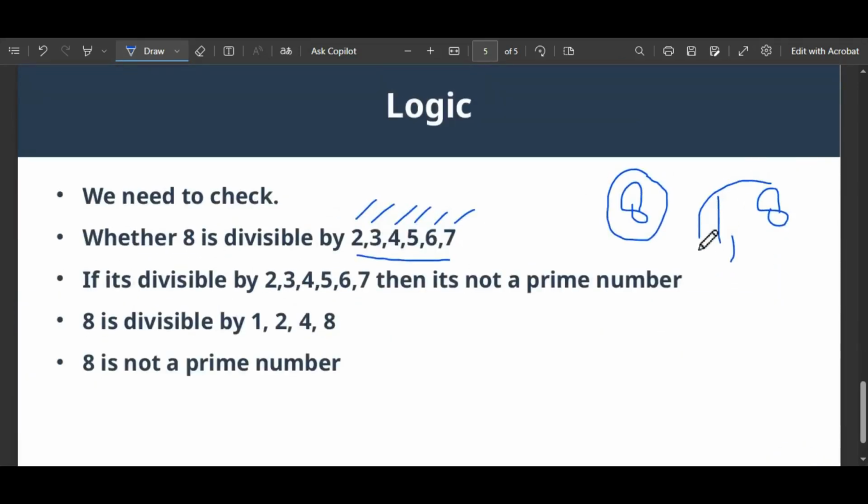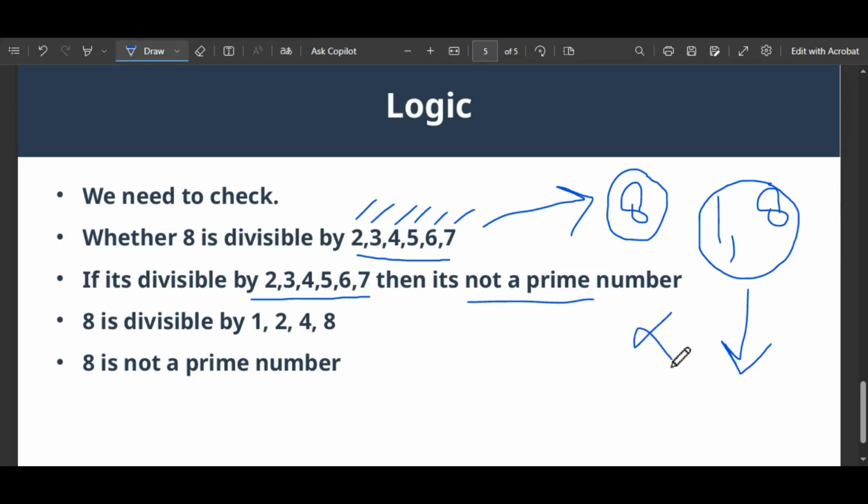So we do not need to check those two numbers because those two numbers can already divide number 8. We just need to check the numbers 2, 3, 4, 5, 6 and 7, whether those numbers can actually divide number 8 or not. If number 8 is divisible by any one of those numbers, then it's not a prime number. Say for example, if 8 is divisible by 3, 4, or 5, then it's not a prime number, right?